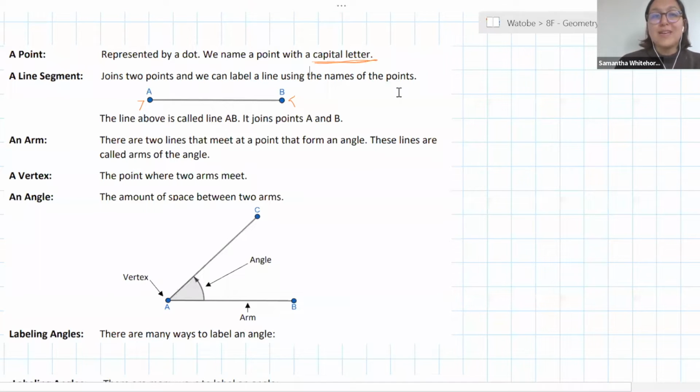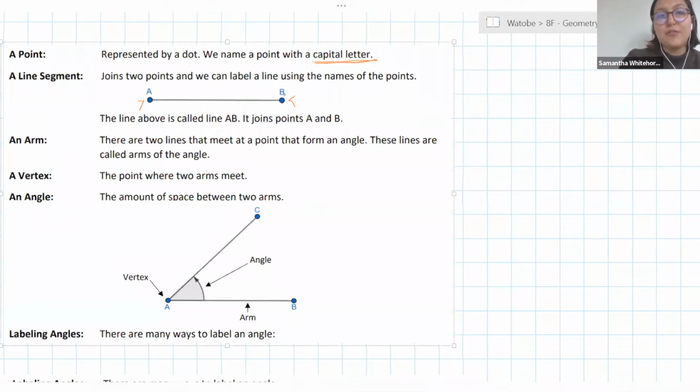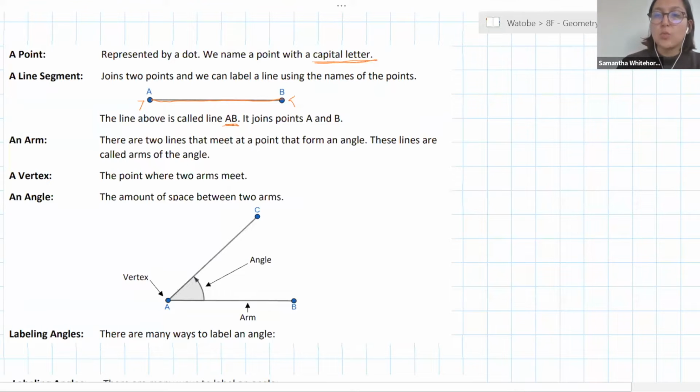From points, we can then draw line segments. We can join 2 points, and that creates a line segment. In this case, if I join the 2 points A and B with a line, I've now created the line segment AB. So when we label lines, we use the 2 letters of the points that the line segment is created between.